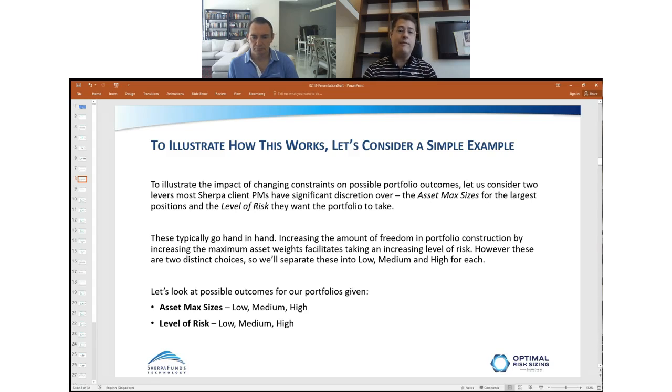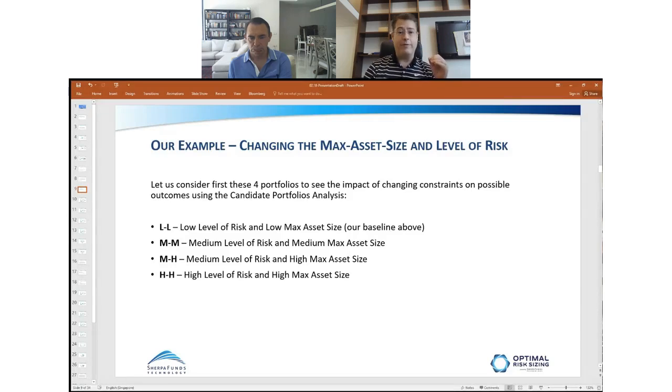That's to say, for your highest conviction ideas, how much size can you have in those ideas? And then the second is the level of risk. That's to say, how much risk do you want to take? How much conviction do you have in your ideas to load up on concentration versus focusing more on diversification? So what we're going to do with this is build 4 different portfolios.